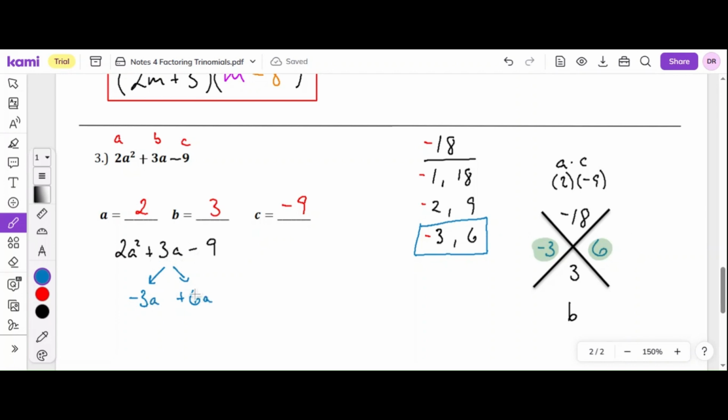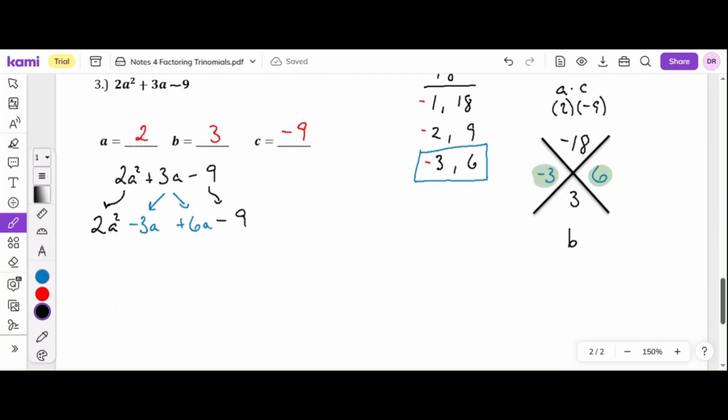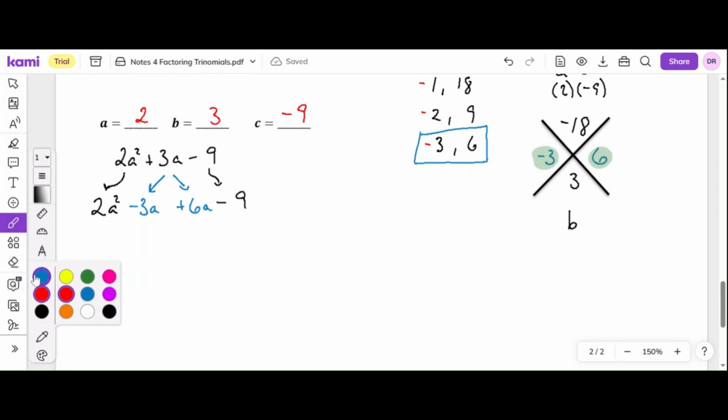We keep the variable. At the beginning, we have 2a to the second. At the end, we have a negative 9. Okay, so we keep the first and the last the same. We split the middle, and here we go. We've got the middle piece. We'll draw a line down the middle and look at each half at a time.